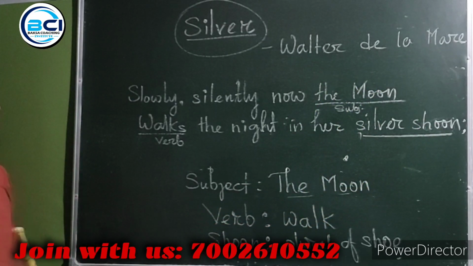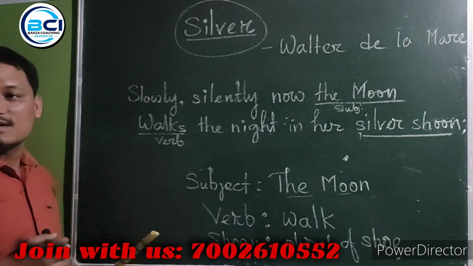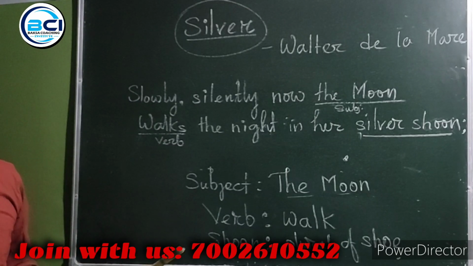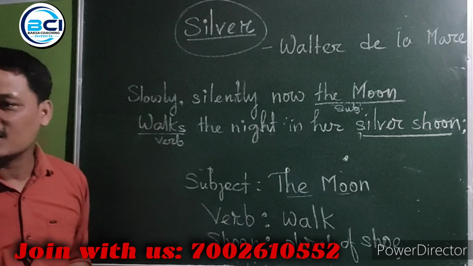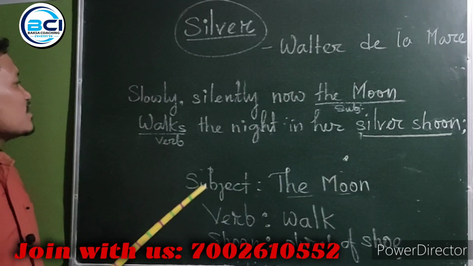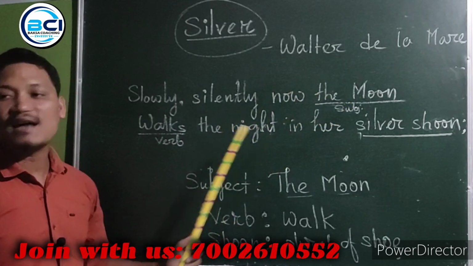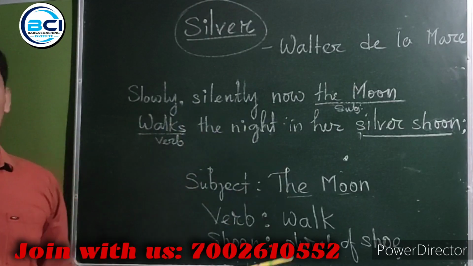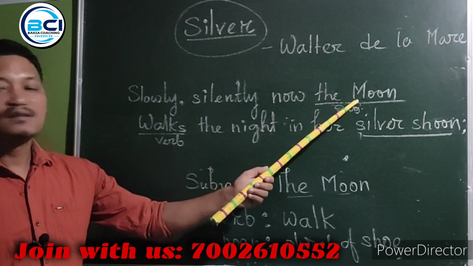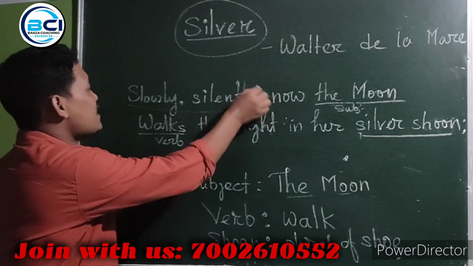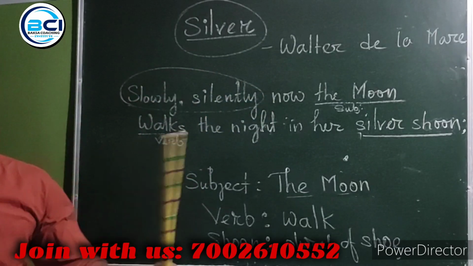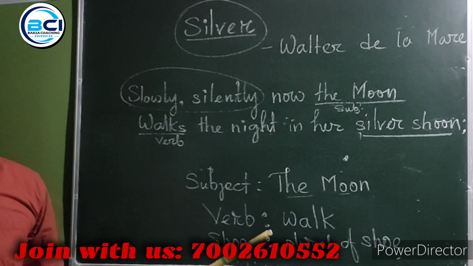Am I right? Now you tell me once again, in what manner is the moon walking? In what manner or how is the moon walking the night? Slowly, silently. Yes, this is the answer. Slowly and silently, not very quickly, not immediately.